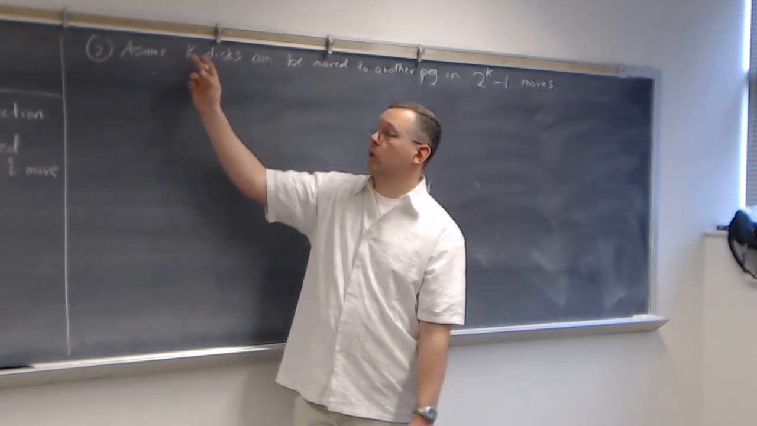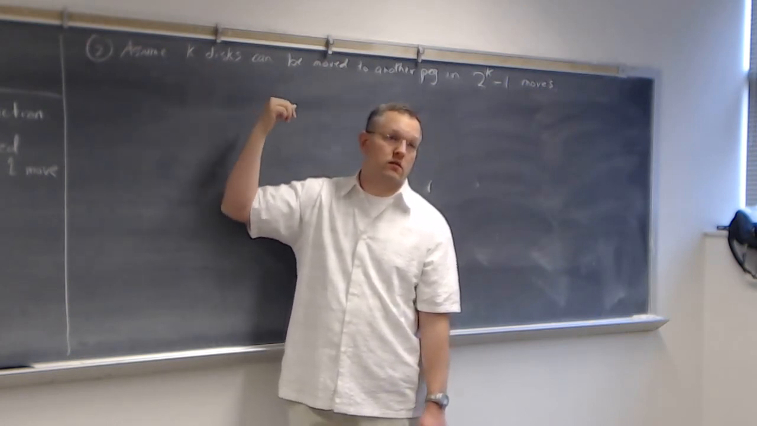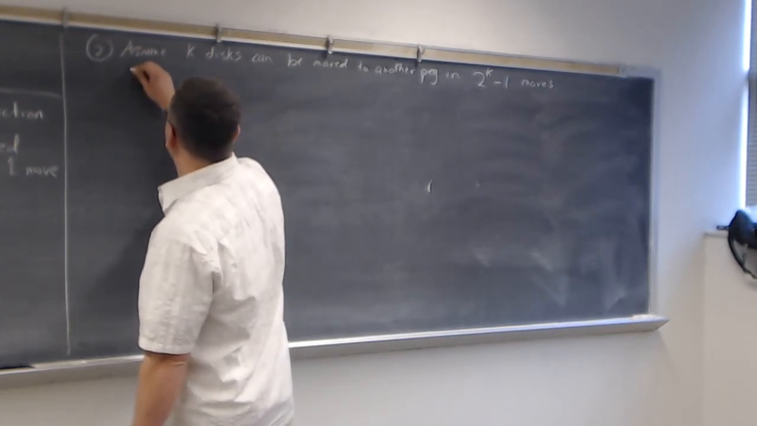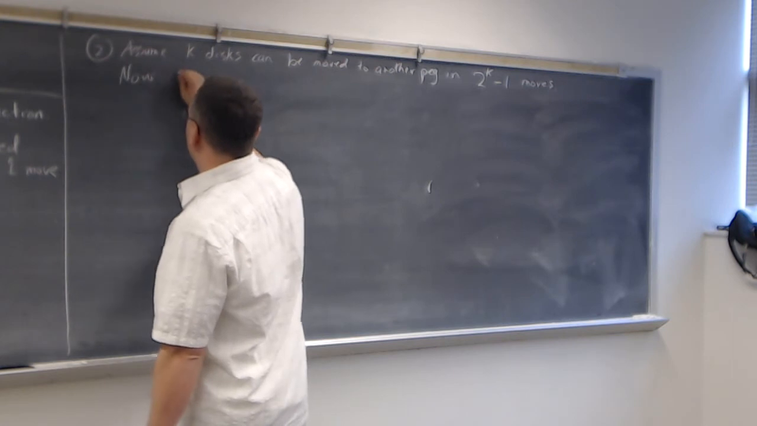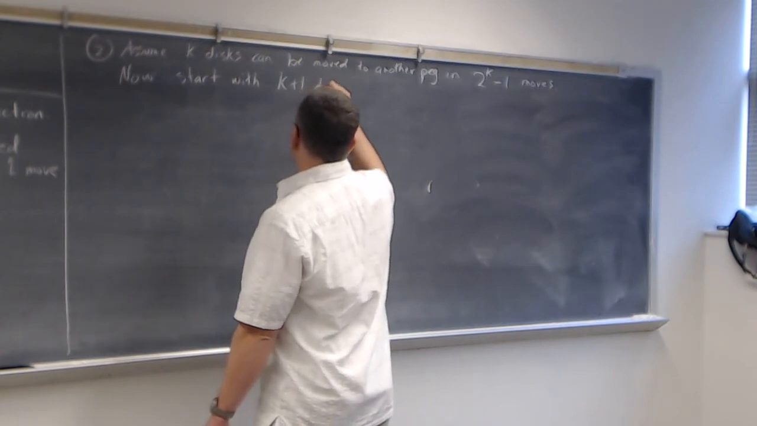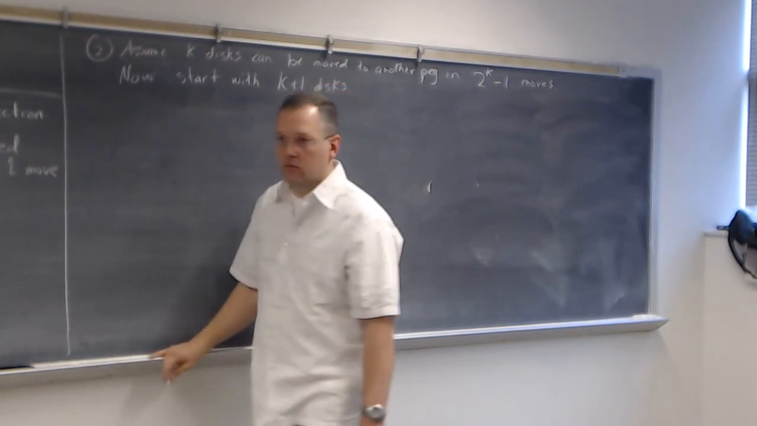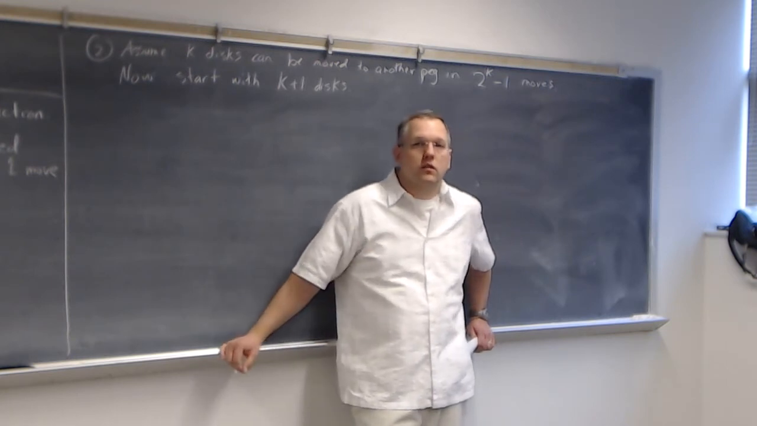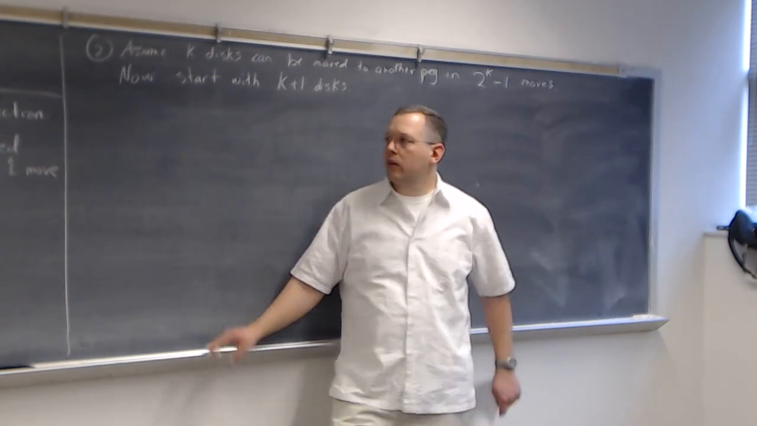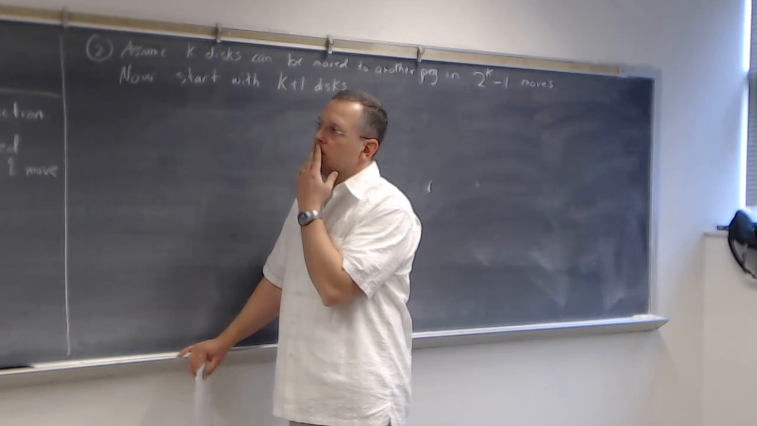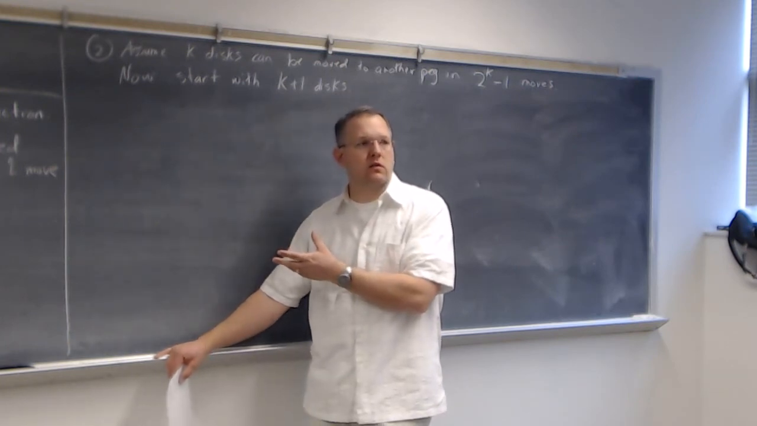So we need to assume we have k plus 1 disks. Now start with k plus 1 disks. I need to show that I can move these to another peg in 2 to the power k plus 1 minus 1 moves. Think about your experiences. How did you find these solutions? Did you notice any kind of patterns?